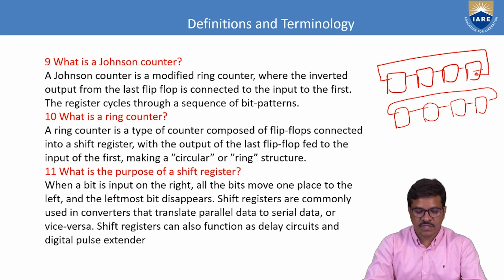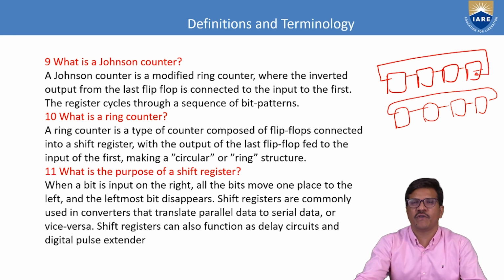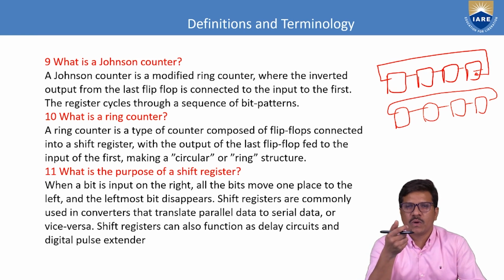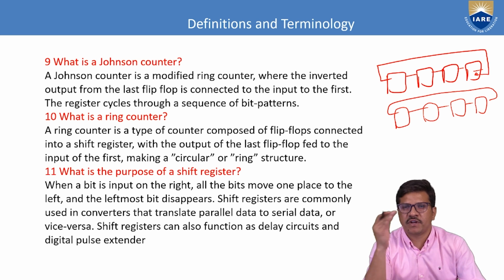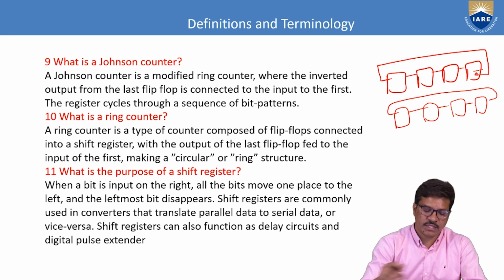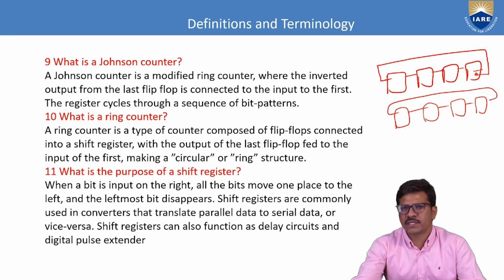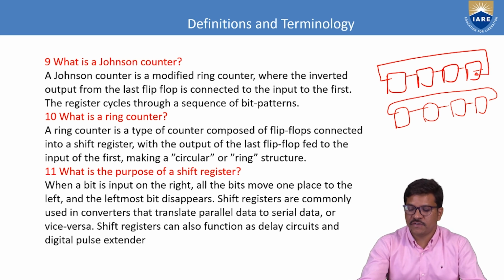The purpose of a shift register. A shift register is a group of flip-flops connected together to store data, and when you apply a clock pulse, the data in the shift register is shifted right or left based on the application. There are serial-in serial-out, serial-in parallel-out, parallel-in serial-out, and parallel-in parallel-out shift registers.